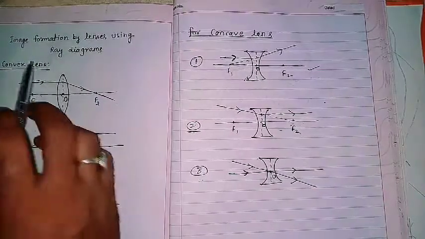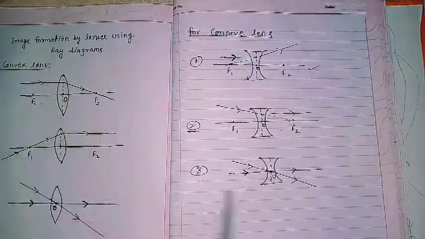So three rules for the concave lens, and three rules for the convex lens.